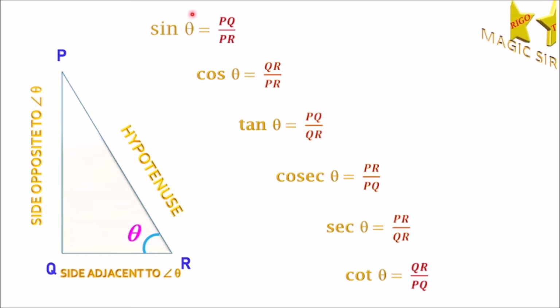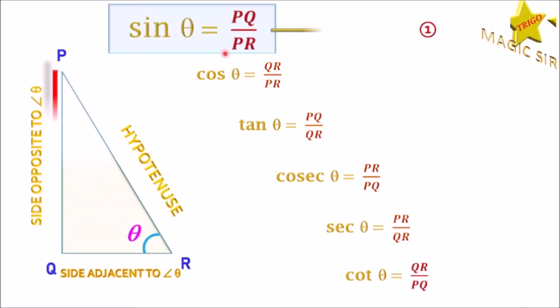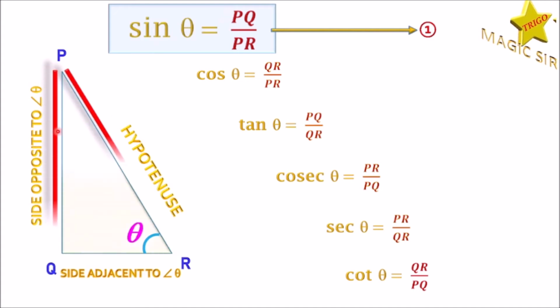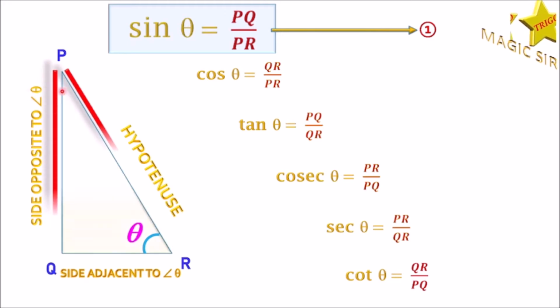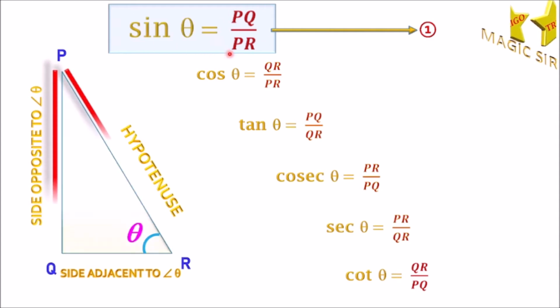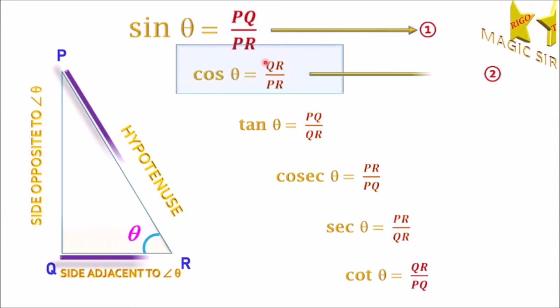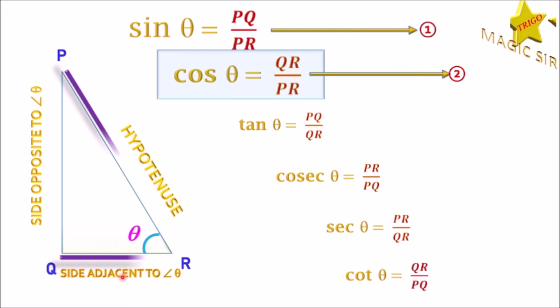Hence, we have first ratio sin theta is equal to PQ upon PR. That is side opposite to angle theta upon hypotenuse is equal to PQ upon PR. So sin theta equal to PQ upon PR. Next, cos theta is equal to QR upon PR. Side adjacent to angle theta upon hypotenuse, that is QR upon PR. So cos theta equal to QR upon PR.